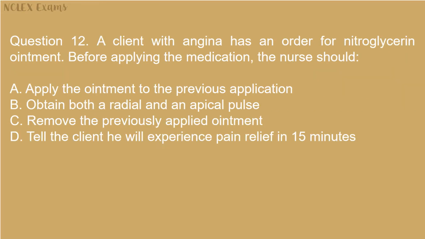Question 12. A client with angina has an order for nitroglycerin ointment. Before applying the medication, the nurse should A. Apply the ointment to the previous application. B. Obtain both a radial and an apical pulse. C. Remove the previously applied ointment. D. Tell the client he will experience pain relief in 15 minutes.